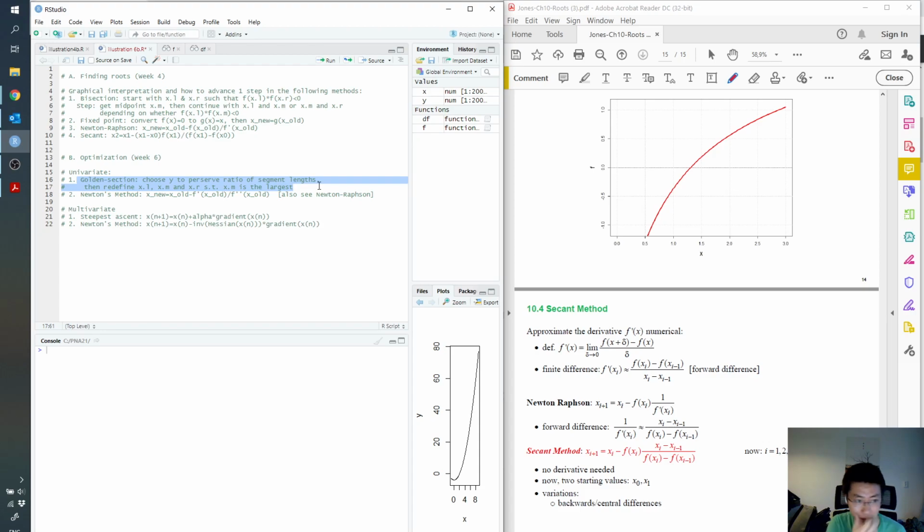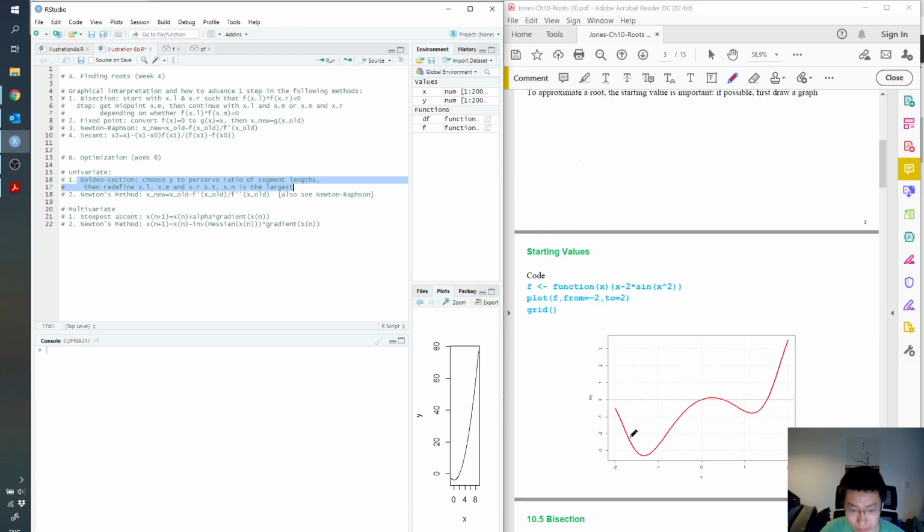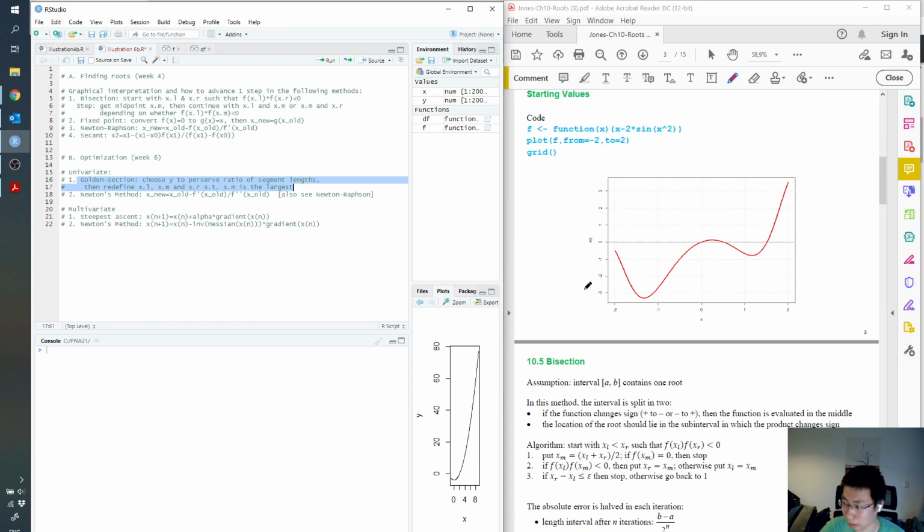In the golden section method, what's the best way to illustrate this? Maybe let's find some graph here. Let's say this one. So in the golden section method, I also always start with a segment or an interval instead of a single point. So let's say that I start with this interval here. I have an XL here, I have, say, an XR here, and then some kind of XM. So here in the middle, there is an XM.